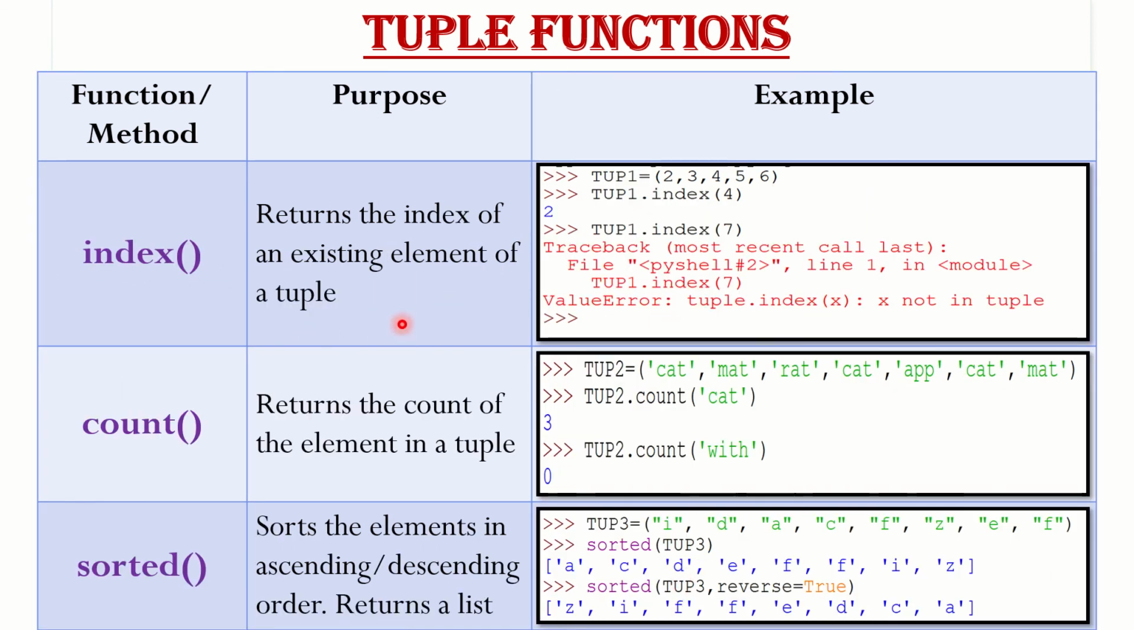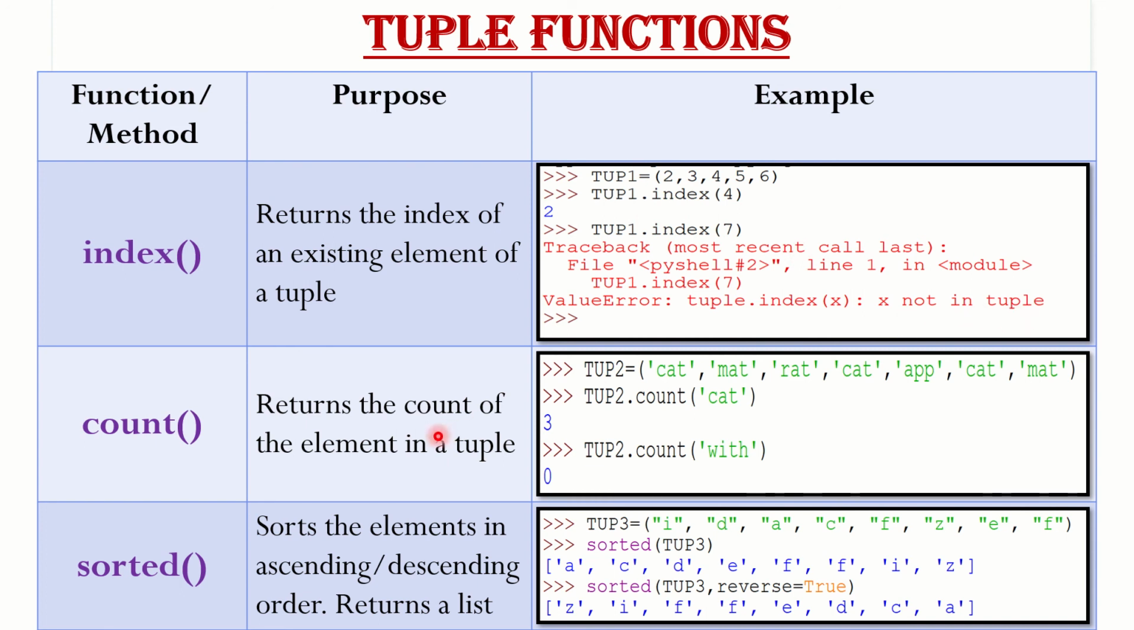Index will return the index of an existing element in a tuple. So if I give tup1 and this is the tuple and I give index of 4. So 4 is existing. So it gave me the index value 2. In case the element is not present in the tuple, so if I give tup1 dot index 7, 7 is not present in the tuple. So I do not get any answer. I get an error message indicating that x is not in the tuple.